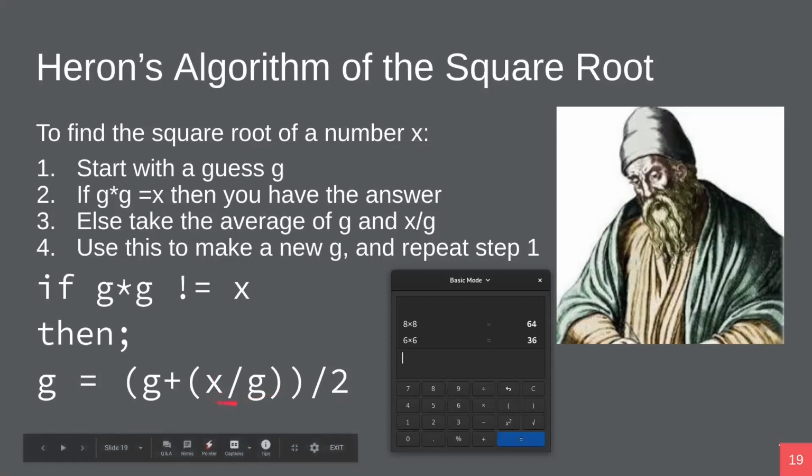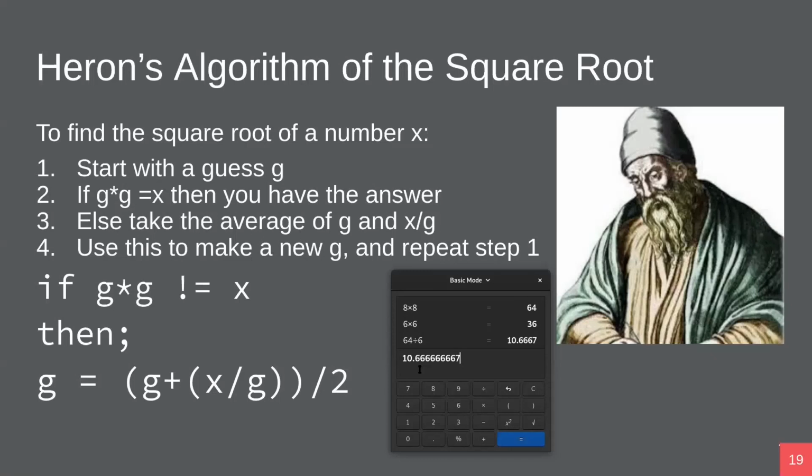Let's work out inside here first, okay? So x divided by g. So x is 64 divided by g, and the first g was 6. 64 divided by 6 gives us 10.666667. Right. So we've worked out this little bit in the brackets here. Now we're going to add that to g. Okay, so add that to 6, and that gives us 16.6667.